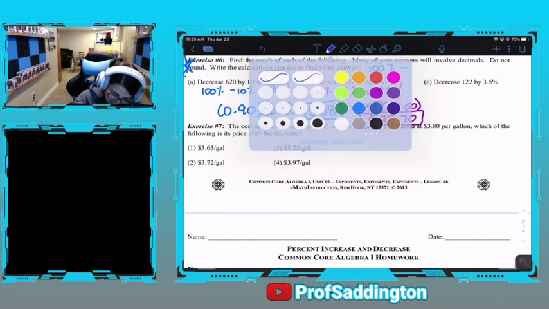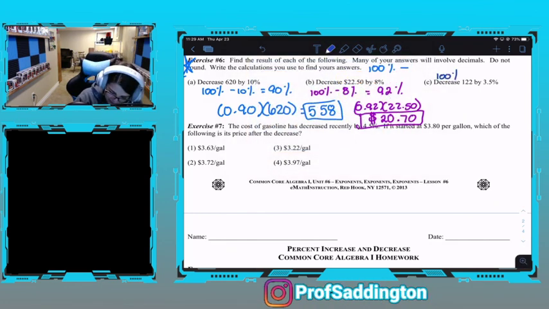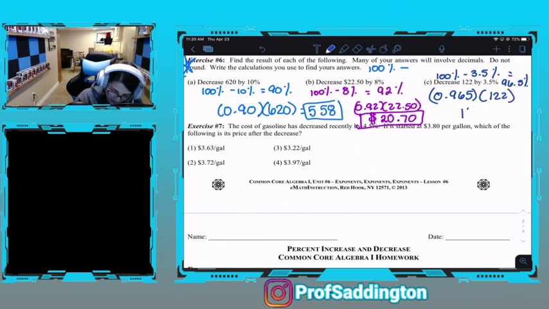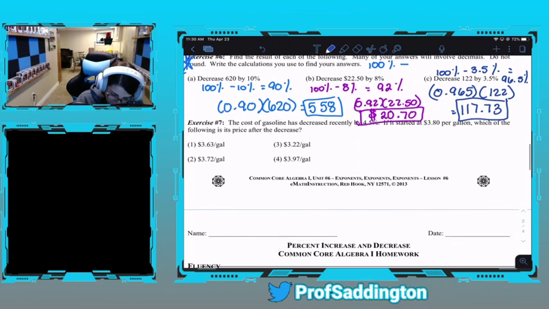Then the last one, decreased by 3.5%. So we have 100% minus 3.5%. What does that give us? 96.5%. We still have to move that decimal over twice. So we're going to have 0.965 times 122. And we get 117.73. Okay. One more question, then we're done.